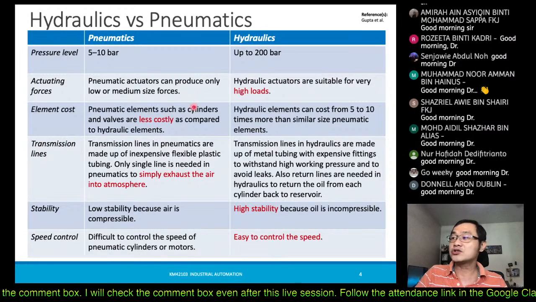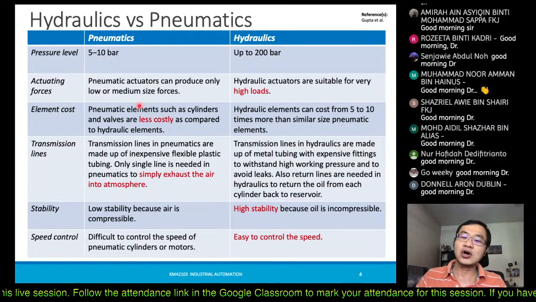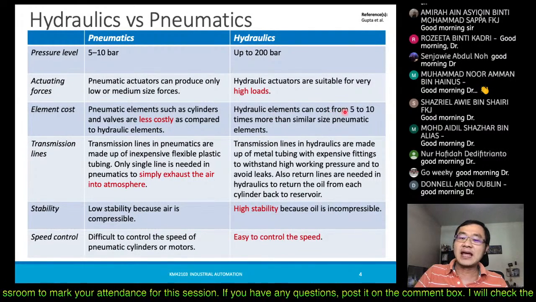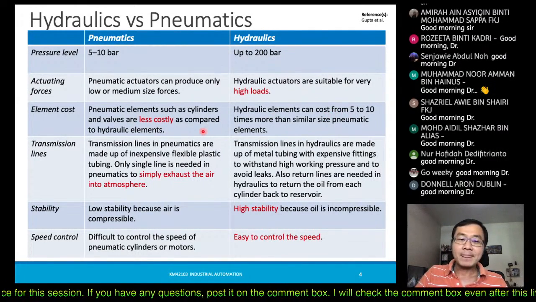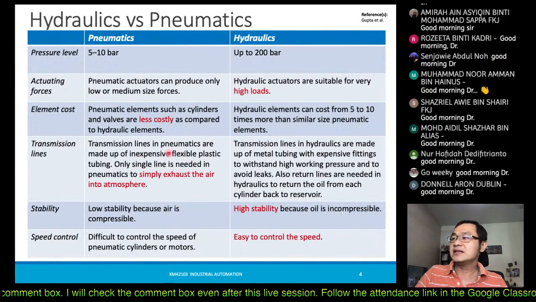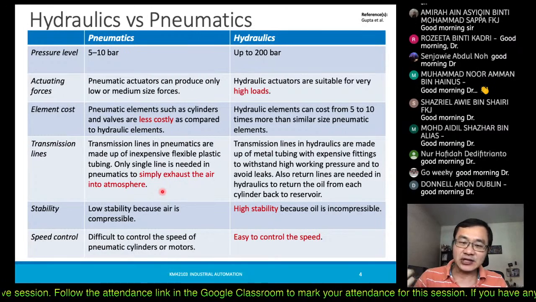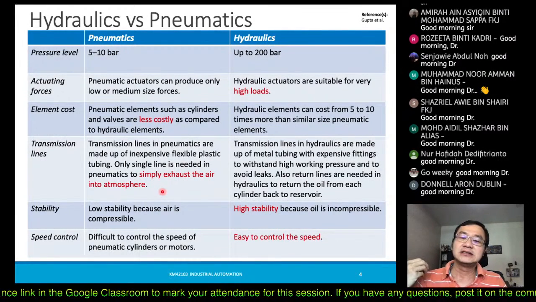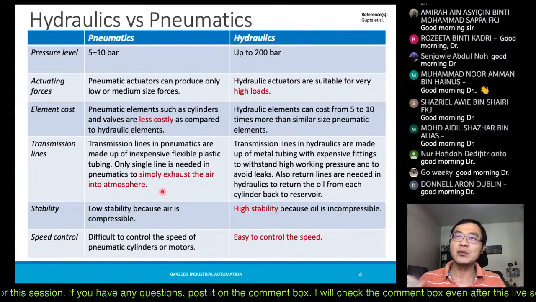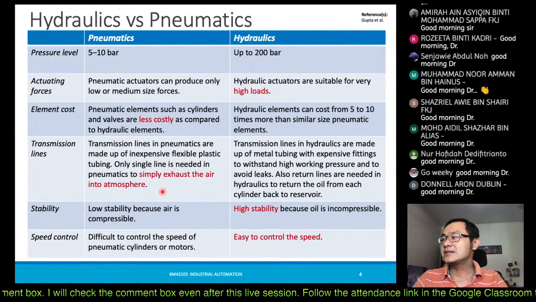when it comes to the cost of the components or elements, the pneumatic usually costs less as compared to the hydraulic, maybe 5 to 10 times cheaper. Then the advantage of the pneumatic is that it's much cleaner. The transmission line is just clean, where you just exhaust the air to the atmosphere if you want. So this would save us a lot of piping and so on.